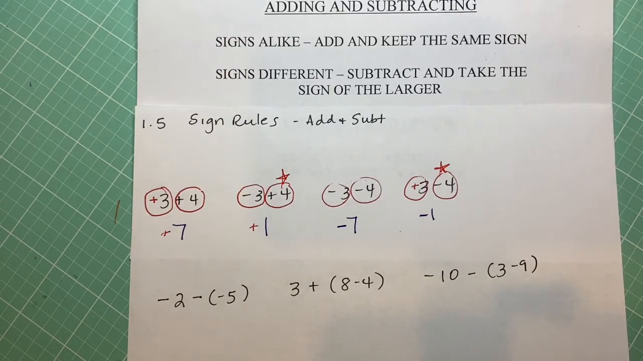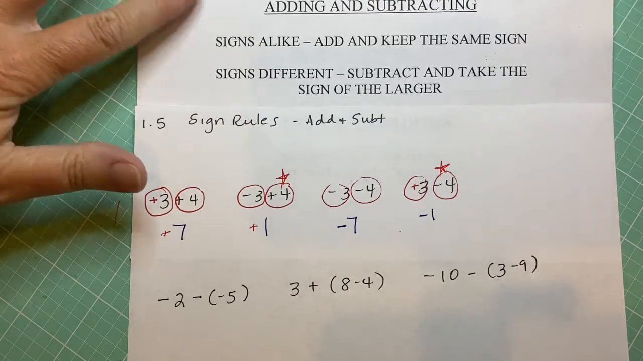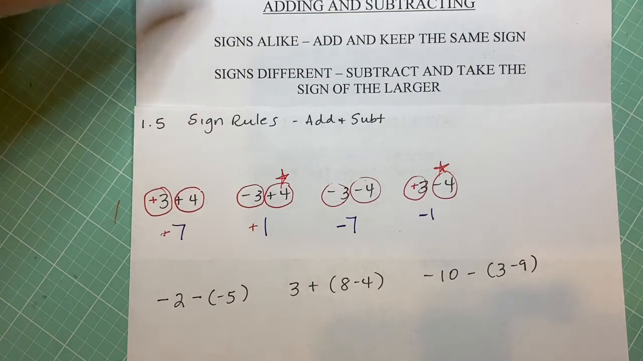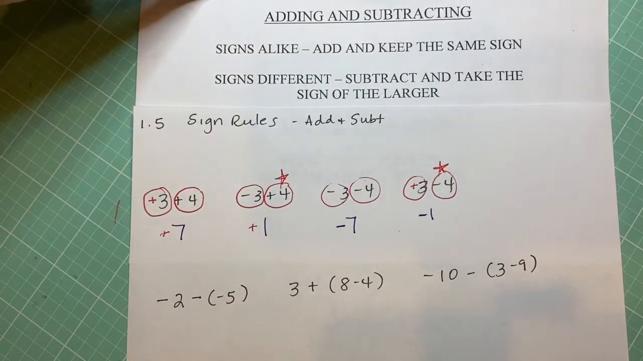So I want you to get in the habit of saying those things in your head. Signs are alike, add and keep the same sign. Different, subtract and take the sign of the larger. Or you can print this out and keep it on your desk for as long as you need until you feel comfortable with it.